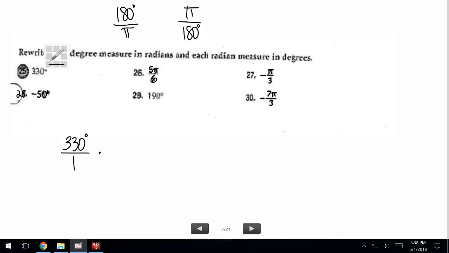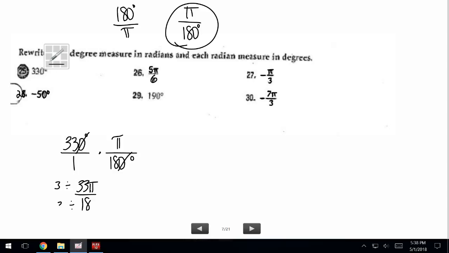All right, so here we go. We have 330 degrees on the top of a fraction. In order for that degree to cancel, it must go on the bottom of a fraction, which means we're going to deal with this guy, which is pi over 180. When you're dividing zeros, the zeros cancel out, so you have 33 pi over 18, but those will still reduce by 3. So 33 divided by 3 is 11. 18 divided by 3 is 6. And that's your answer for 25.